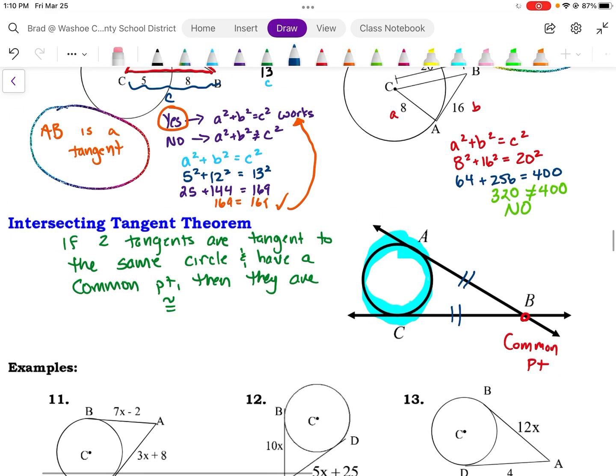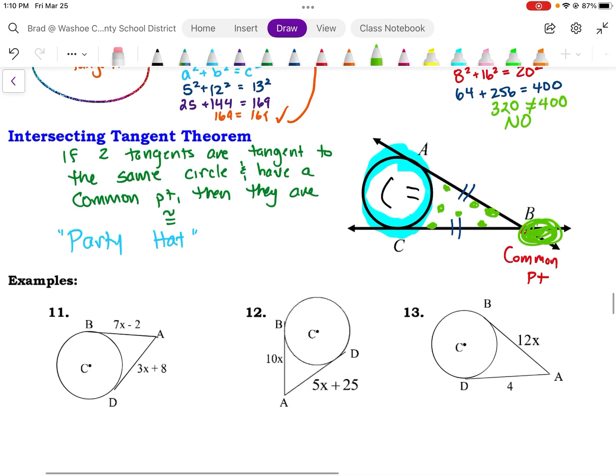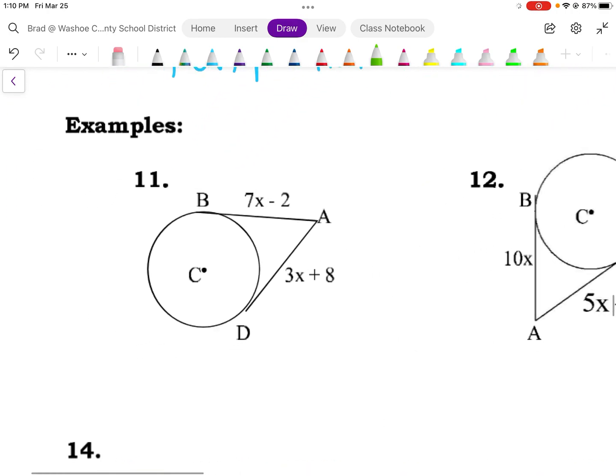So what I like to think of this as is I remember this as party hat. Because if I make this a smiley face, and then this my party hat, like the little foo-foo thing is up here, a little like bubbles, make it a rainbow, then the hat needs to be the same. So I try to remember that the shape looks like a party hat, and then you're good to go.